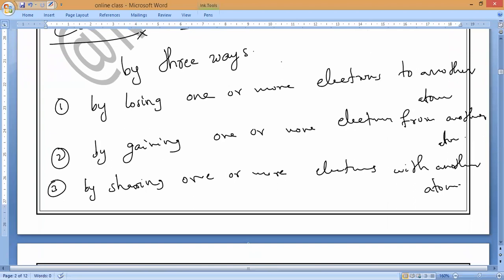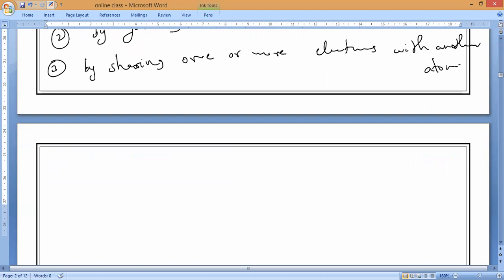Now, can anybody say what is the valency of a metal? Valency of a metal is the valence electron count itself. Whatever the number of valence electrons present, that itself is the valency. Yes or no, guys? But what is the valency of non-metals? 8 minus the number of valence electrons in its atom.